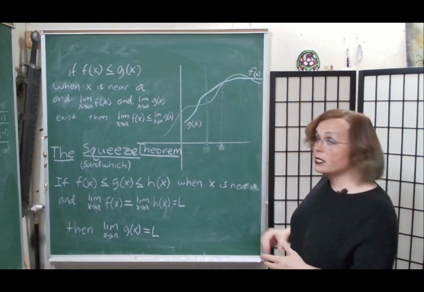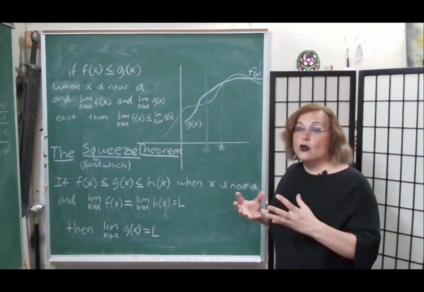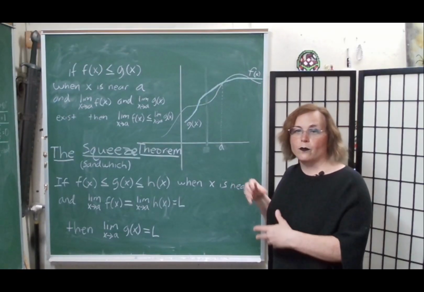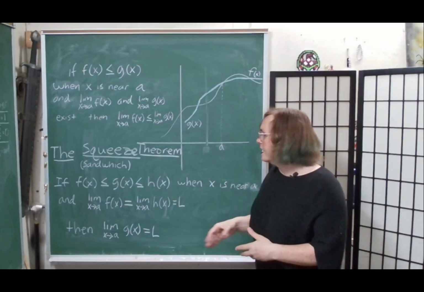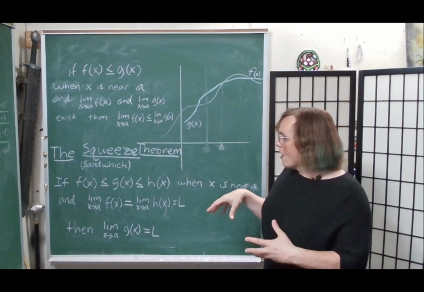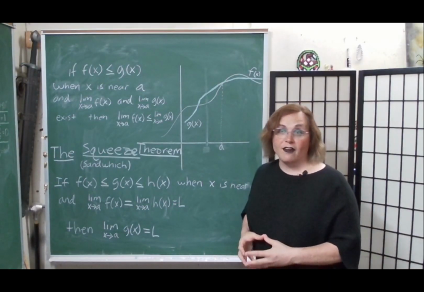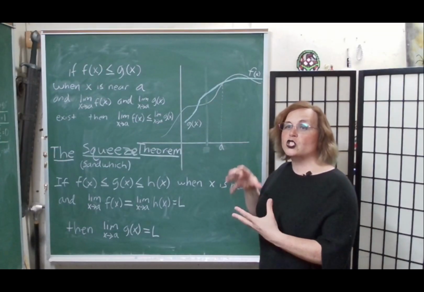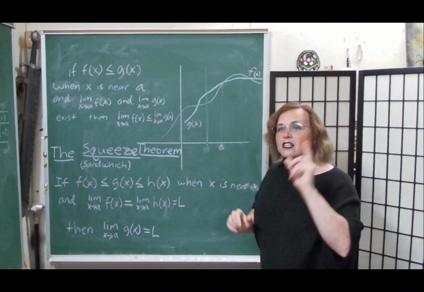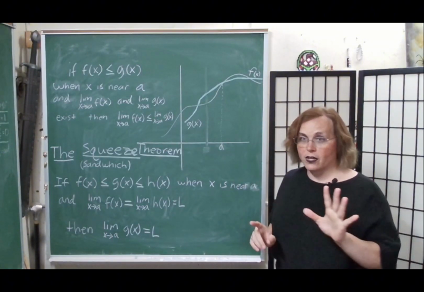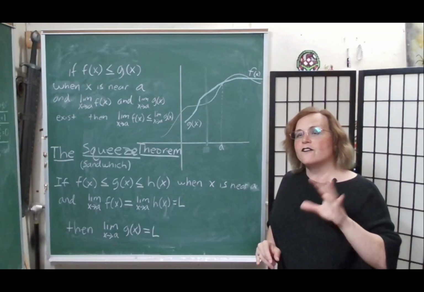Now, the second one is extremely important. And you know it's important because it has a name. We call it the squeeze theorem or the sandwich theorem because what we're doing is taking a function that is problematic to find the limit of, and we are squeezing it between two functions that we can find the limit of, as long as those other two functions fit a specific criteria.